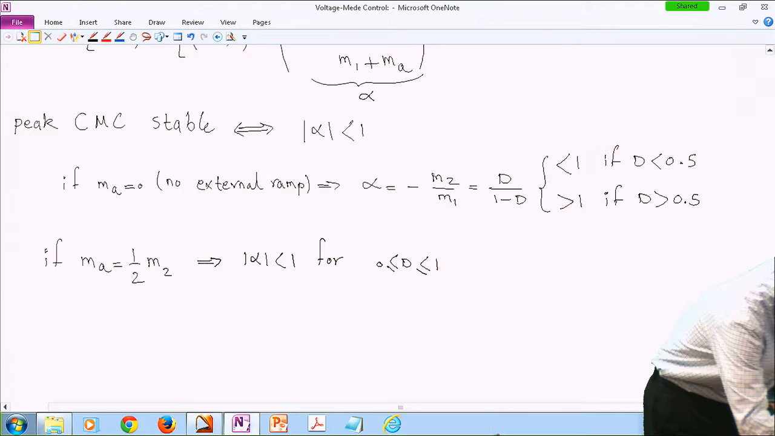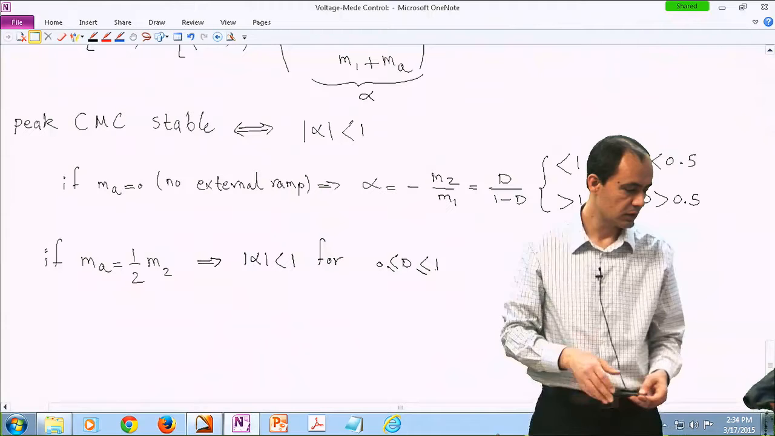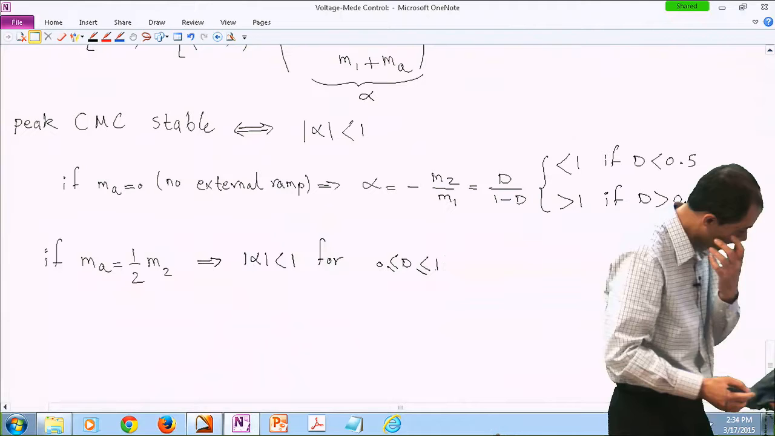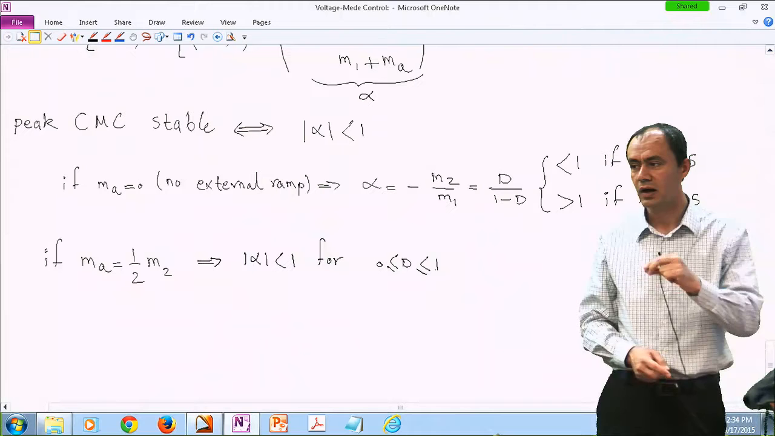For the entire range of the duty cycle, alpha is going to be always smaller than 1, therefore your system is stable, no matter what the value of the duty cycle is. And as it turns out, this is the minimum value that you can choose for M sub A to have it stable for the entire range.